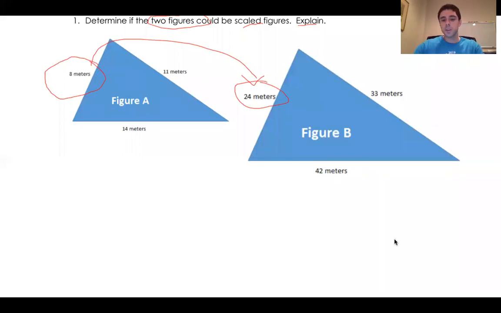So in order for this to be a scale drawing, the scale factors all have to be the same. In order for this to be a scale drawing, all of our scale factors need to be the same.